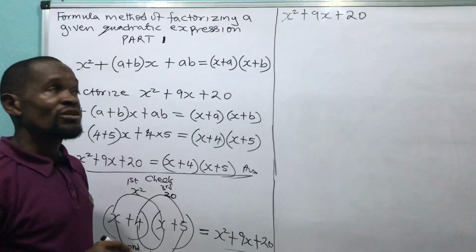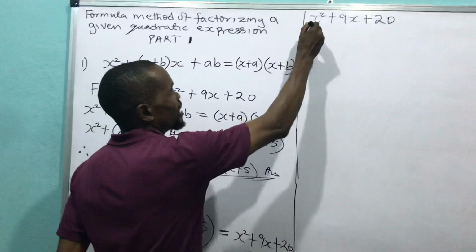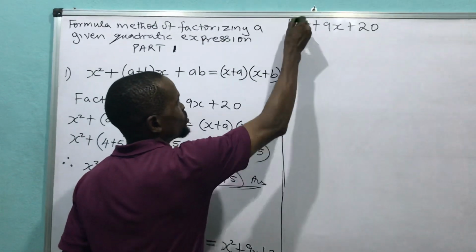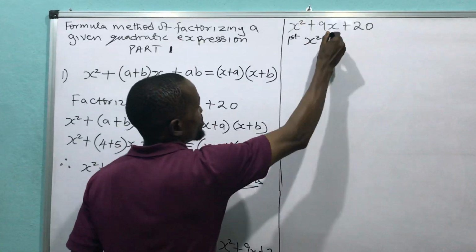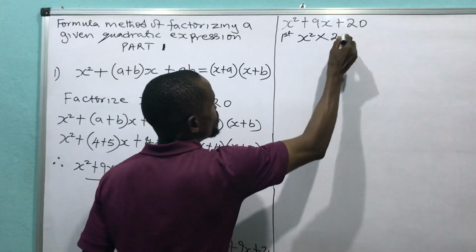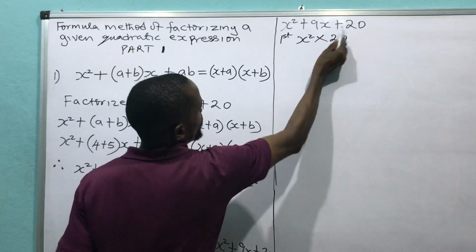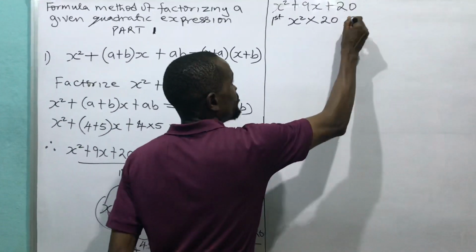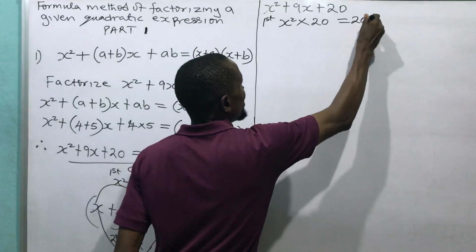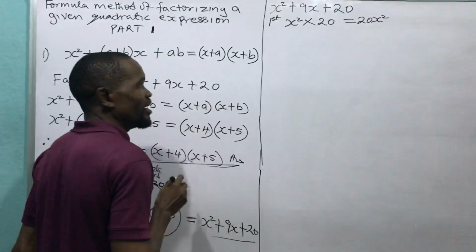And when I want to factorize this, the first thing I will do is to take this one, which is x squared, times what? 20. Which one is the plus 20? And that will be plus 20. And that will give me what? 20x squared. Do you get what I'm saying now?